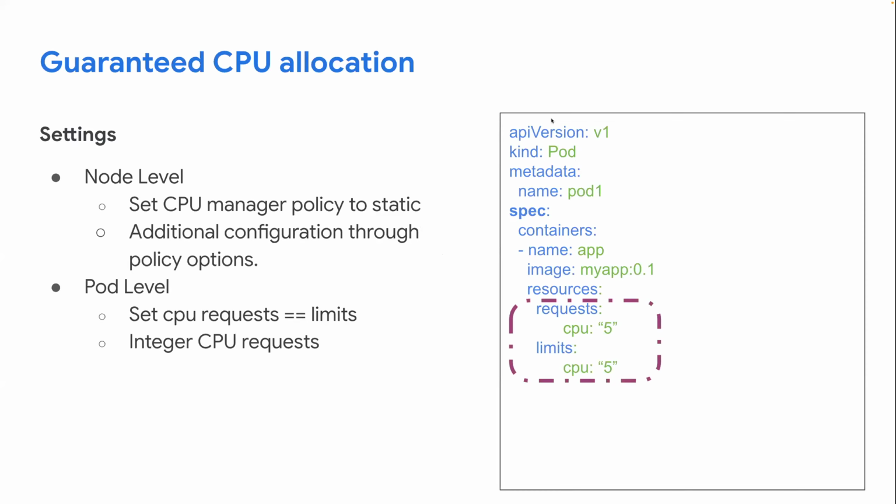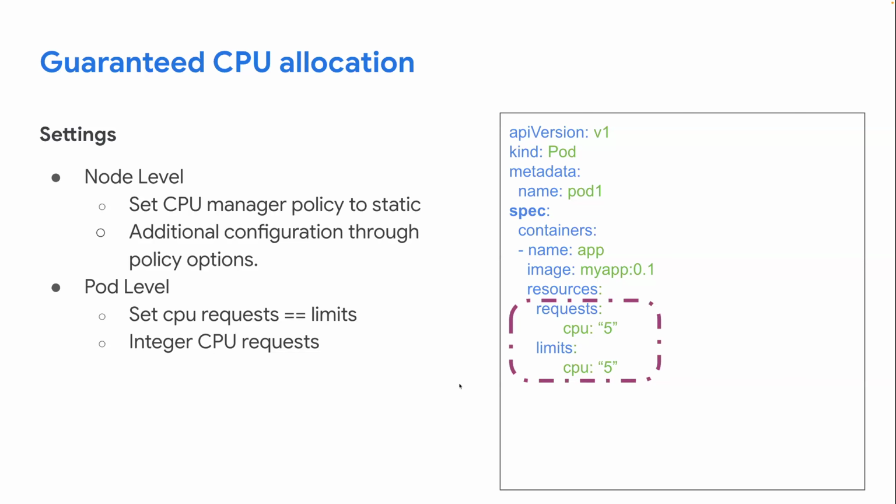Starting off with what we have today in terms of guaranteed CPU allocation. Kubelet does provide a way to do this by a combination of two settings. One, on the node side we need to enable the static CPU manager policy with additional options available to control more granular settings. And the other one is through the pod request: we need to make sure the pod is a guaranteed QoS pod, and the way we do this is by setting request equal to limit.